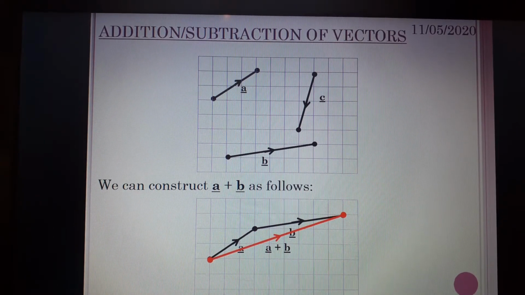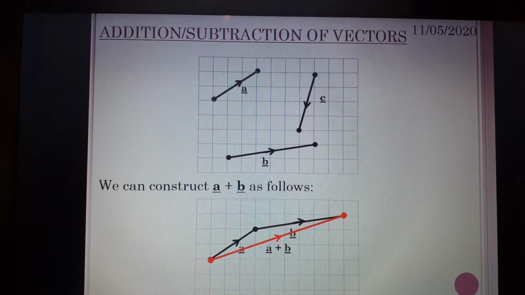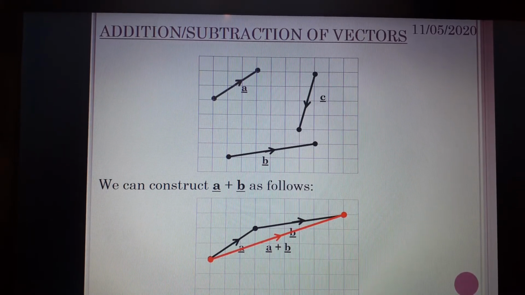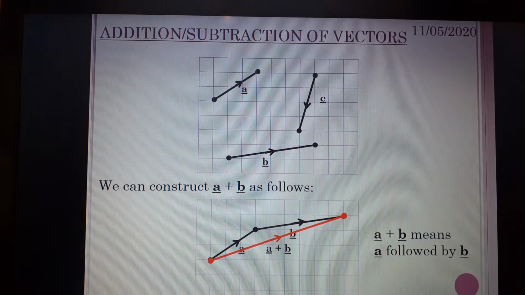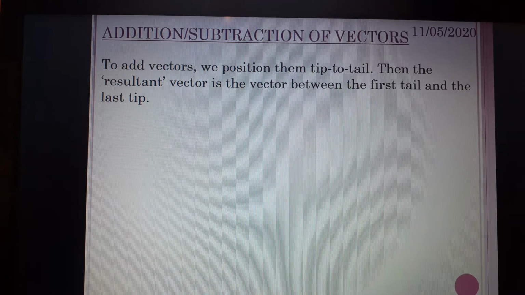So vector a plus b is actually the direct vector that goes from the beginning of vector a to the end of vector b. And that direct journey is the journey that represents a plus b. So a plus b means, using the diagrams, vector a followed by vector b, tip to tail.